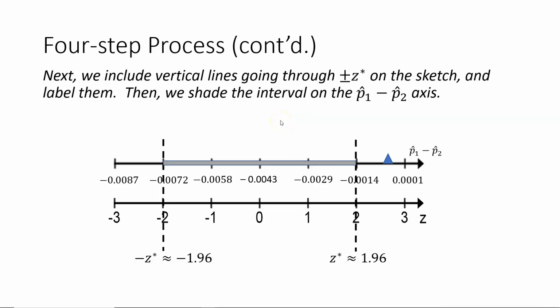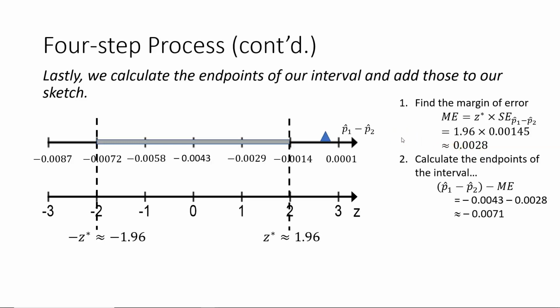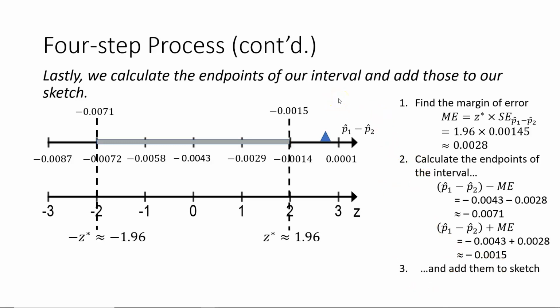Okay, next, we go ahead and label the endpoints of our interval, and we're going to add those to our sketch. But before I can do that, first I start by finding the margin of error, which I've calculated here using the formula. I then subtract the margin of error from our point estimate of negative 43 ten-thousandths. I then get the left endpoint of negative 71 ten-thousandths, and then I add the margin of error to the point estimate to get our right endpoint of negative 15 ten-thousandths. And I then go ahead and label those on the sketch. And that pretty much completes the sketch.